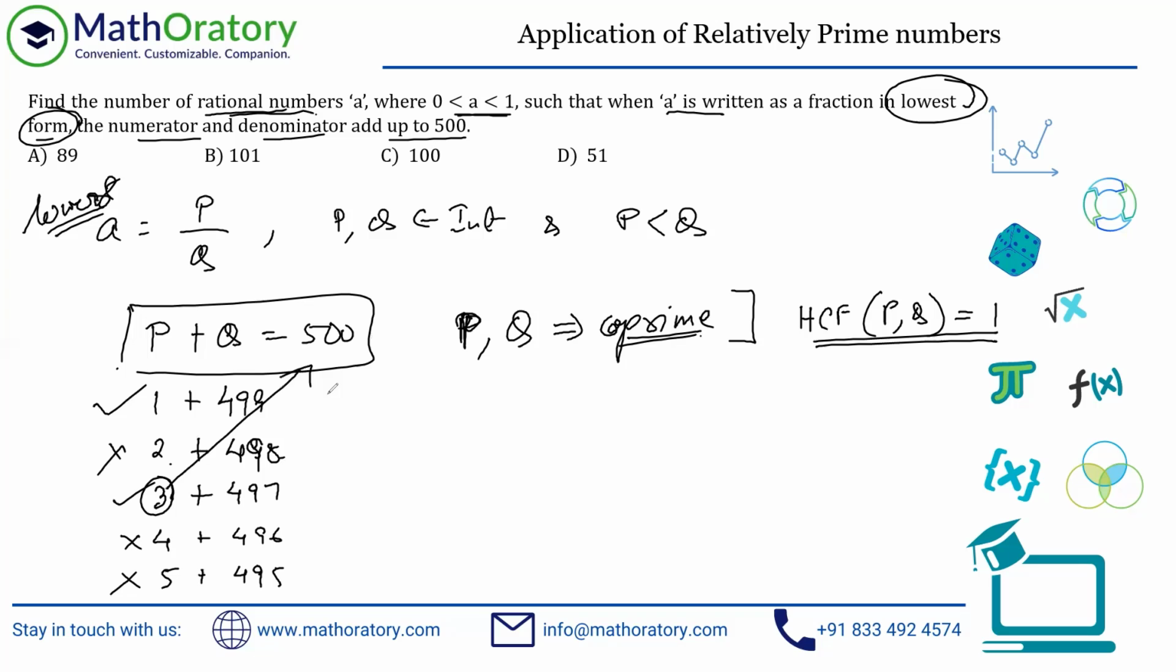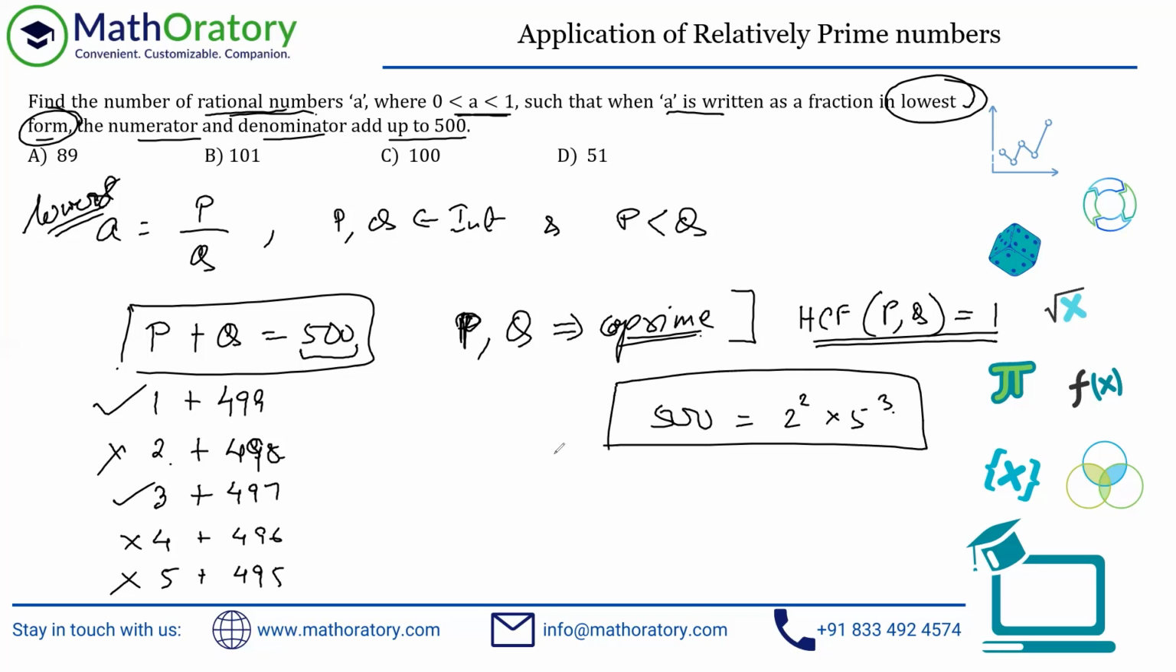So there is no common prime factor. If you want to do this a little fast, what you can do is write 500 in the factorized form. I hope everybody is aware of this. So this is 2 square into 5 cube. So wherever there's a 2 or a 5 or any combination of 2 or 5, it will not be co-prime to 500, right? So 3 has nothing to do with 2 or 5. 3 is a different prime.